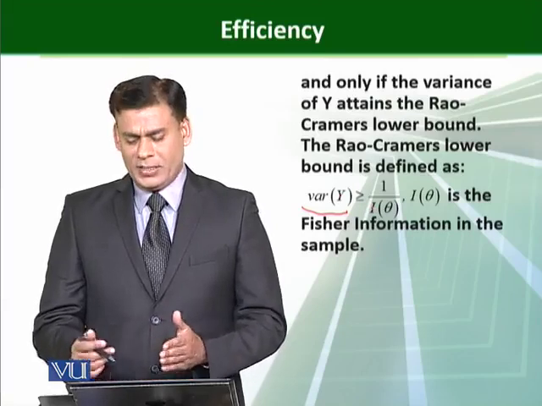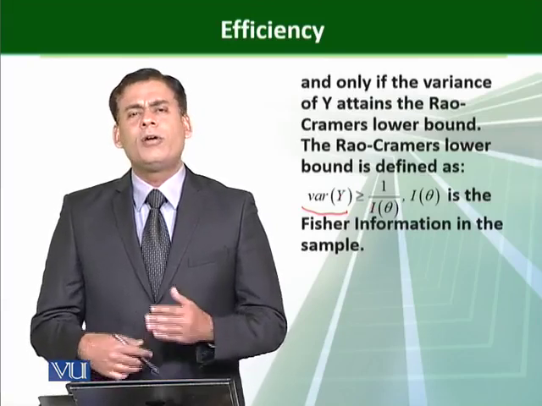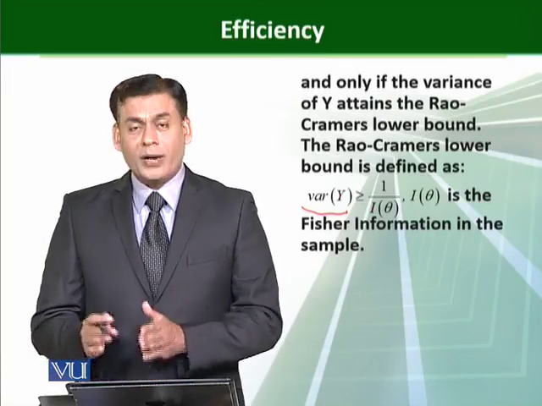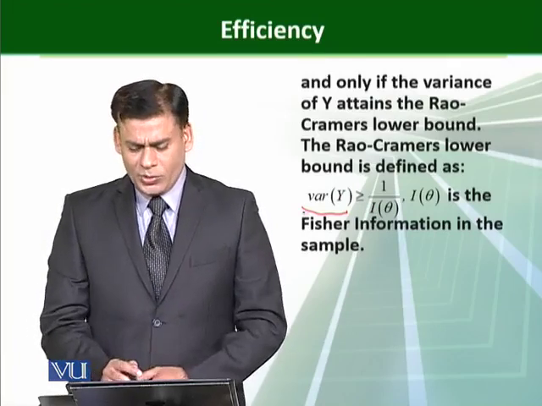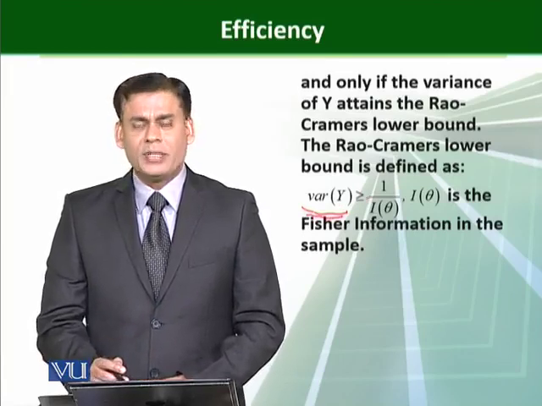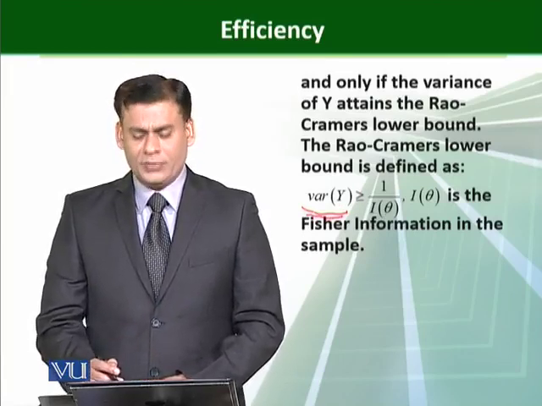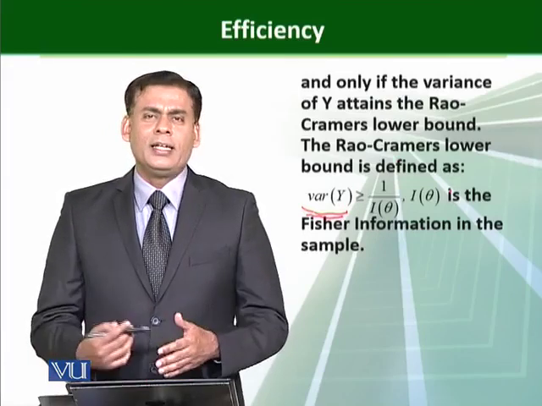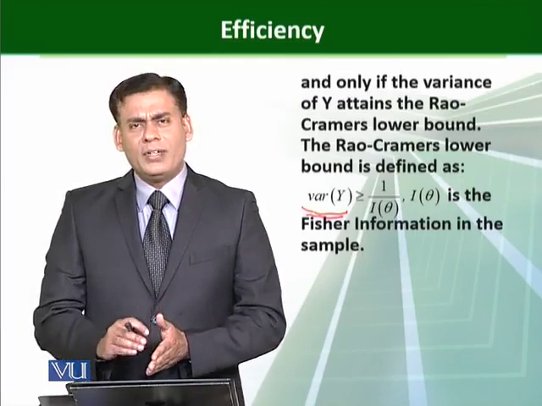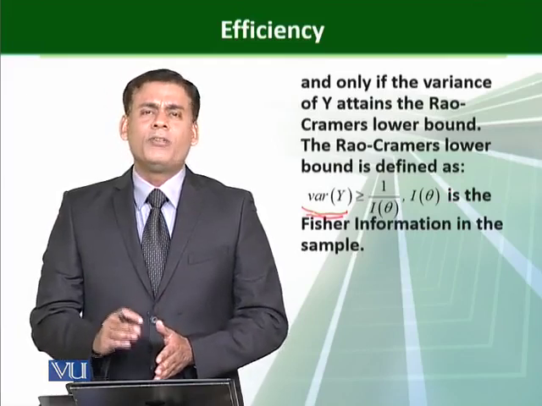I theta is basically the Fisher information, which we have already studied in maximum likelihood. So when it achieves the Cramer-Rao lower bound, the variance of y, which is our actual statistic, must be greater than or equal to 1 over I of theta. So we say that we can find the variance of an efficient estimator in the case of a point estimator.